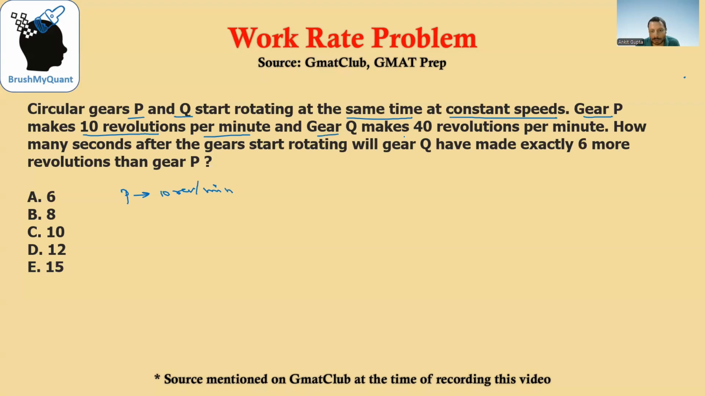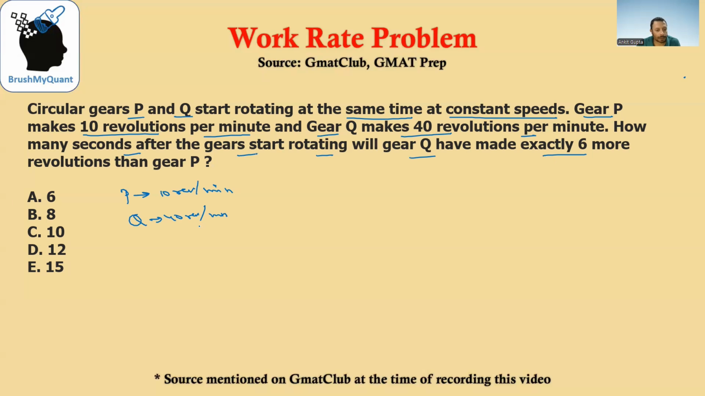And gear Q makes 40 revolutions per minute. How many seconds after the gears start rotating will gear Q have made exactly 6 more revolutions than gear P?